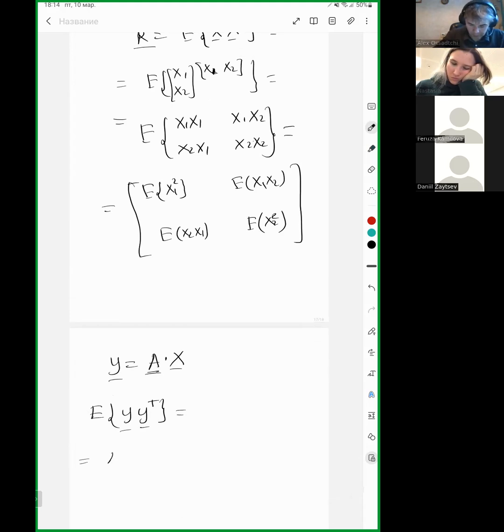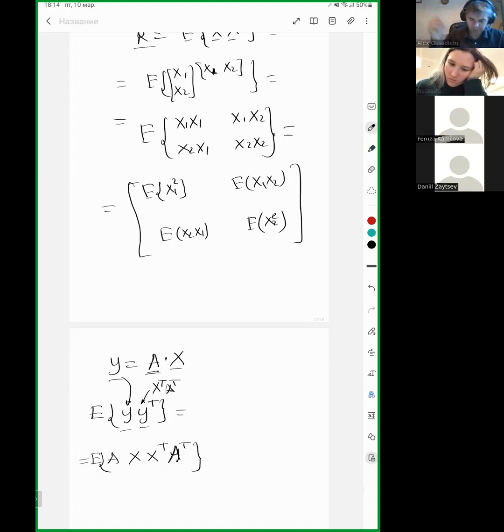It will be A X transpose A. Agreed? So I just simply took this and substituted in here. And I took the transpose of this and substituted in here, right? So this is X transpose A transpose. And then I took the expectation here.